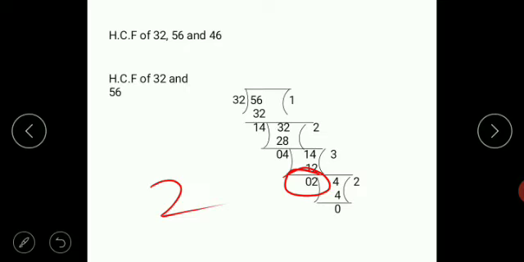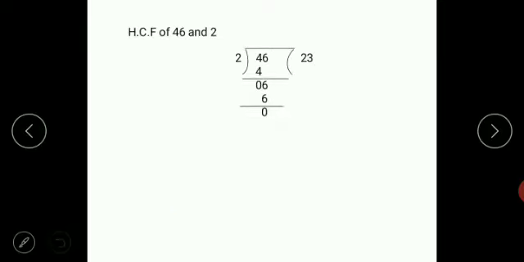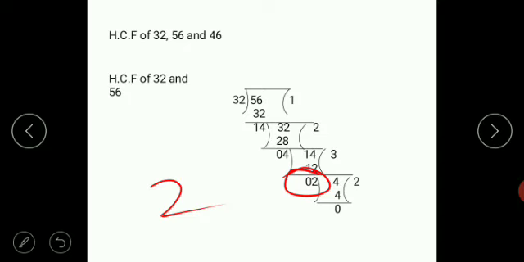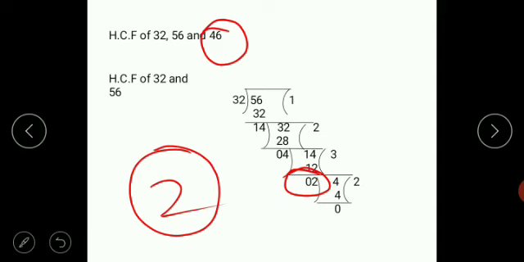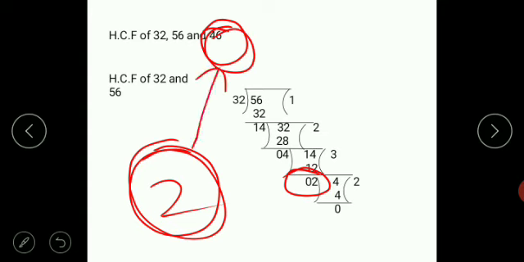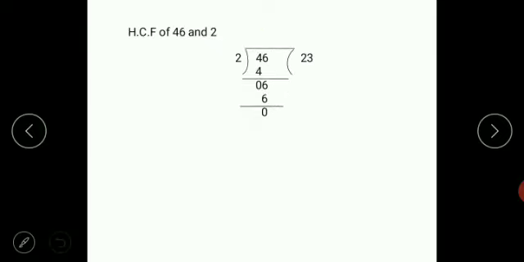Okay. Now 46 is remaining. We have to find out HCF, no? So now we have to find out the HCF of the remaining number and the HCF which you got in 32 and 56. The HCF of 32 and 56 is 2 and the remaining number is 46. So you have to find out HCF of 46 and 2 now. 2 is the smaller number, so that is your divisor. And 46 is the bigger number, so that is your dividend.